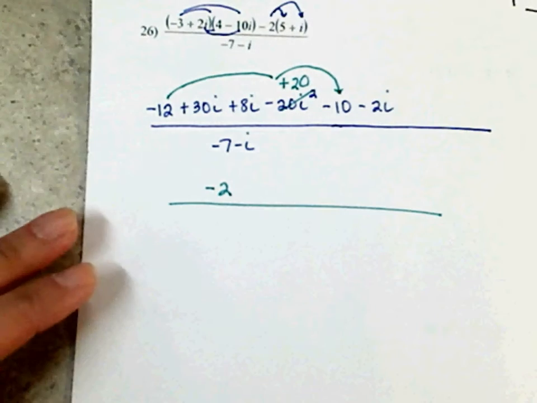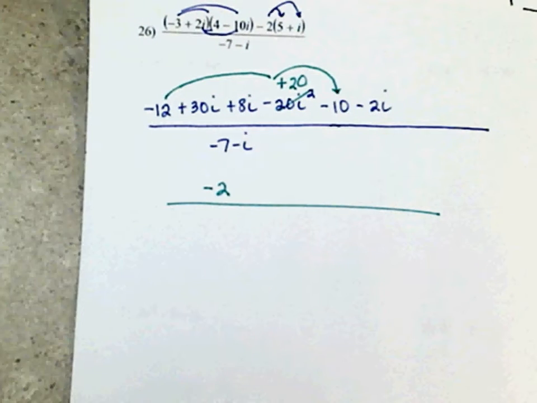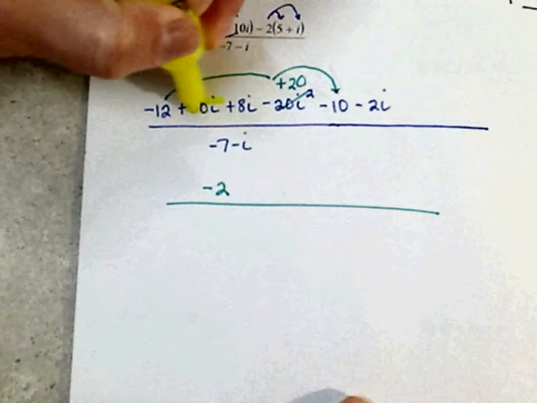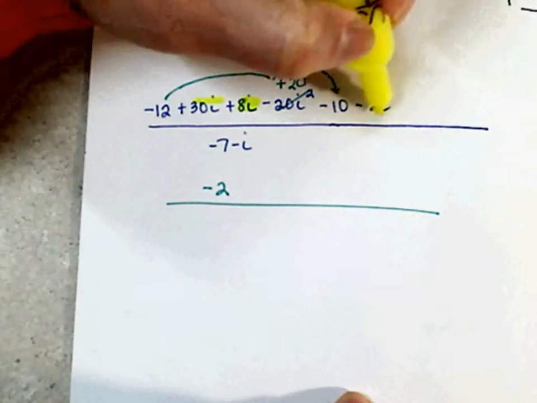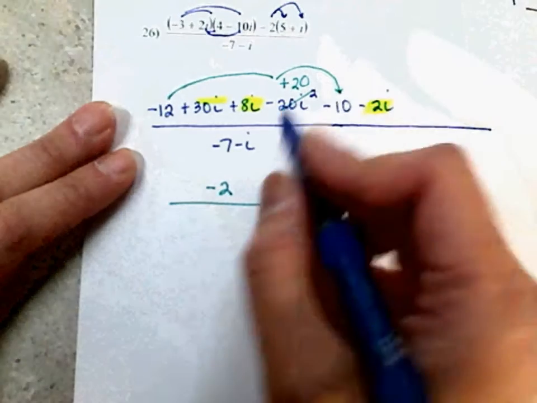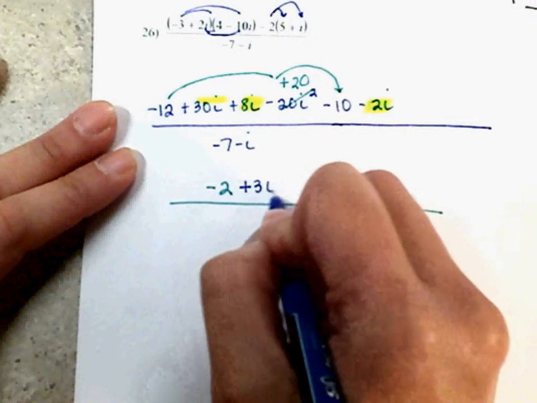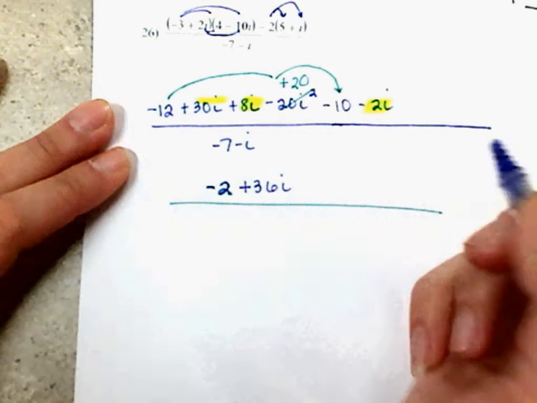Next part. You got 30i plus 8i, which is 38i, minus 2i. So what's 38 minus 2? That is positive 36i. Right? And then you have negative 7 minus i.